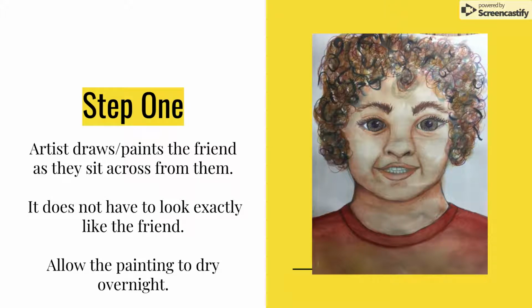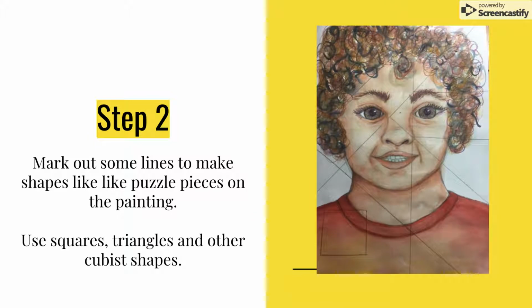So the first step is that the artist draws or paints the friend, so a partner in the class, as the partner sits across from them. And the art doesn't have to look exactly like the friend. So once they're done with their painting, they're going to let it dry overnight. And it's good to note that if the paper comes wrinkled, you can just iron it out to make it lay flat for the next step.